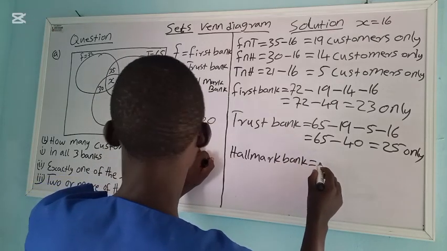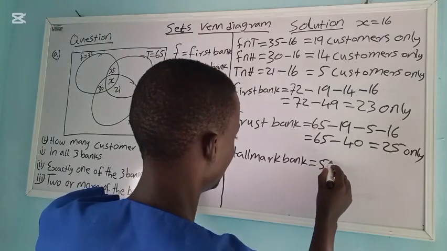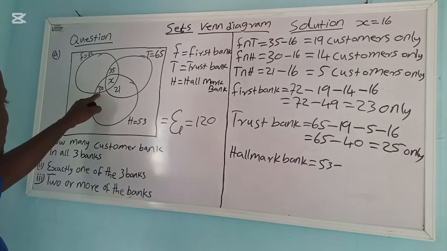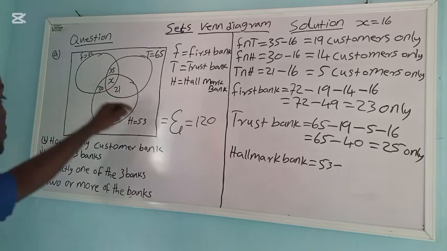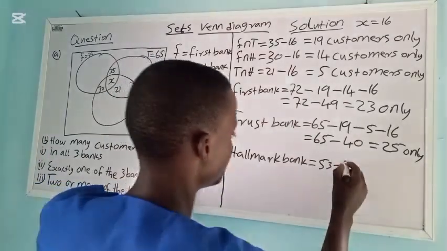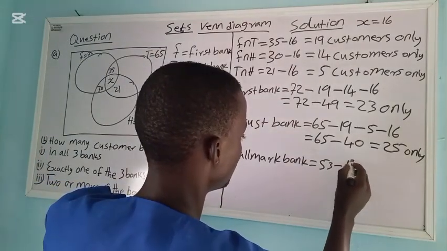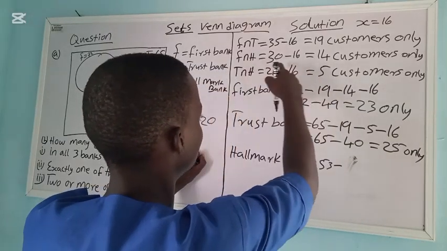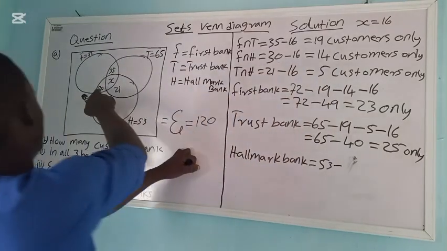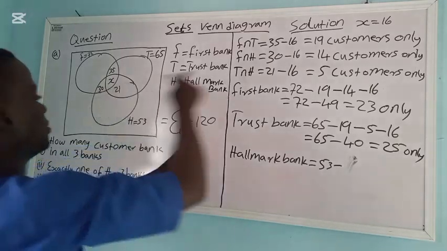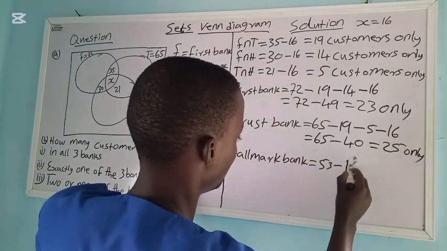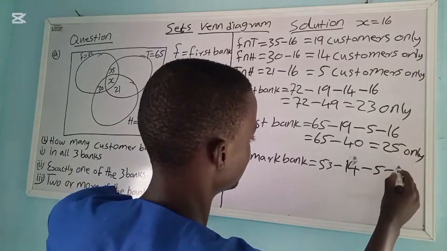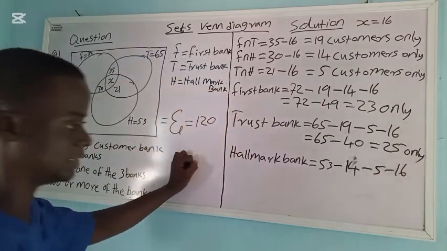So we have Hallmark, we have 53. So now we use 53. This one, and this one, and this one. So in the place of 30, we have 14. Sorry, we have 14 in the place of the 30, in the place of this one. So it's no longer 30, but 14. So we have 14 minus 5 minus 16.